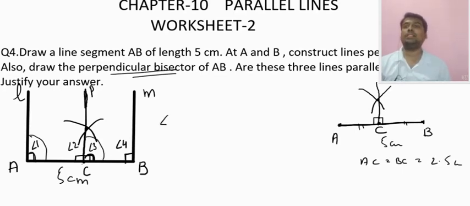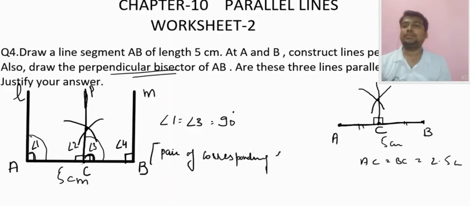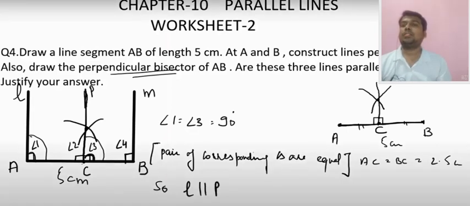Now what we see, angle 1 is equal to angle 3. Why? Each is equal to 90 degrees as they are perpendiculars dropped. But what type of angles can you see? They are a pair of corresponding angles, and pairs of corresponding angles are equal. That means LA is parallel to PC. Understood?